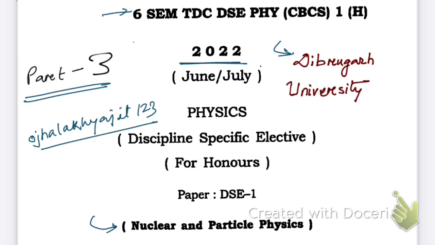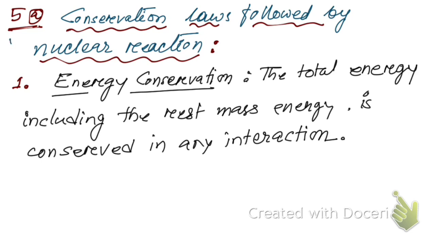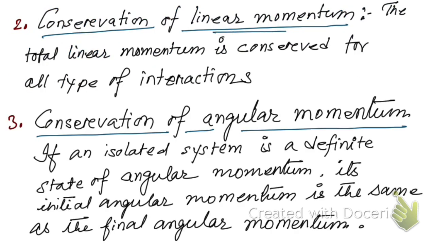So now let's start. Let me answer question number 5a: Describe the conservation laws followed by the nuclear reaction. This is the answer to question number 5a. This is the first law, the energy conservation law, that is followed by the nuclear reaction, and then next is the conservation of linear momentum.